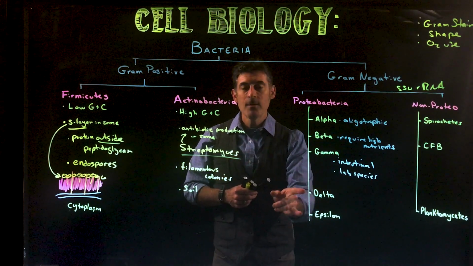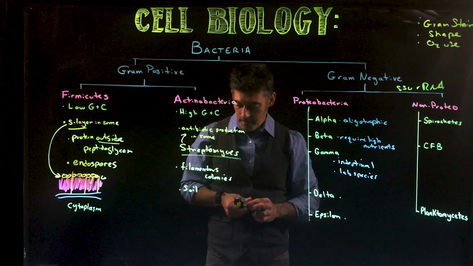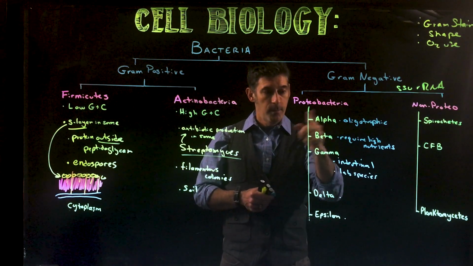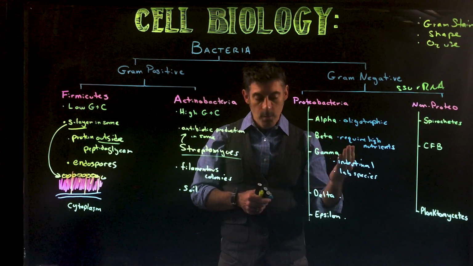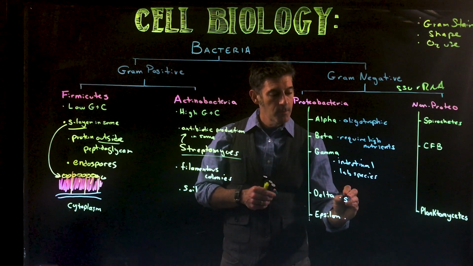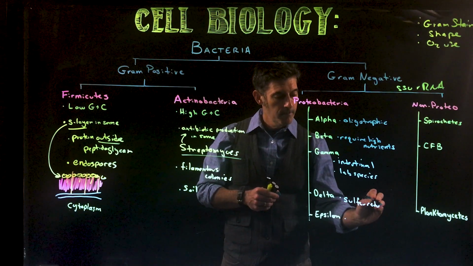Now, these last two actually have very few members. The delta and epsilon bacteria are not really as diverse. They're both small. Something noteworthy about the delta proteobacteria is that they contain bacteria that are sulfur reducers.